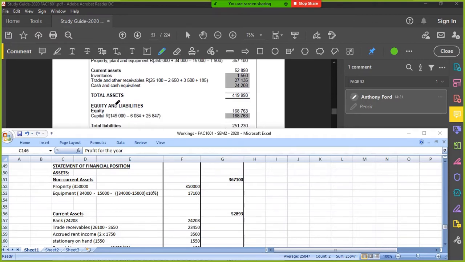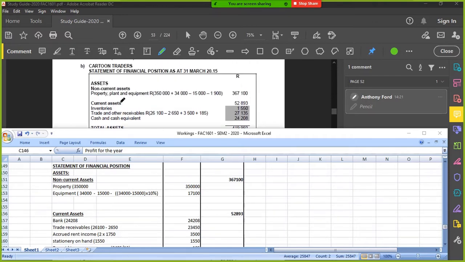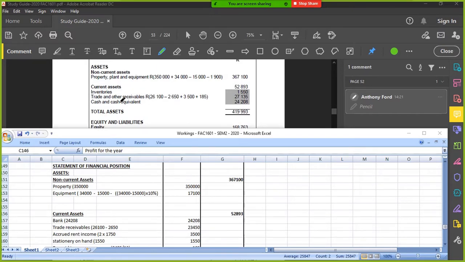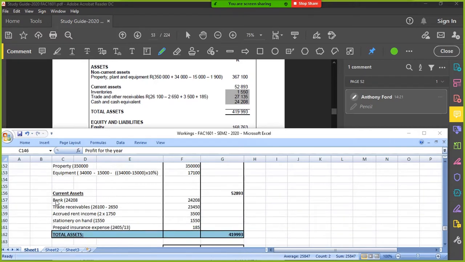I don't think they'll penalize you if you keep it separate. Other institutions also don't penalize students if they keep it separate. They actually prefer it because at least then they can see all the different workings and calculations. Be careful though, if it's a multiple choice question, then I just need to look at my options. If my option is trade and other receivables and there's no other line items like accrued rent income or stationery on hand, then I'm just going to add up everything together.